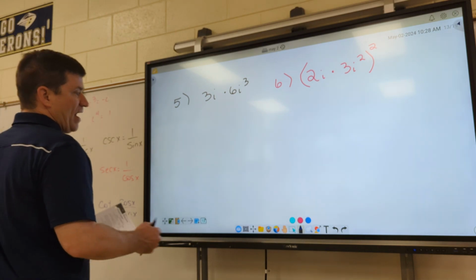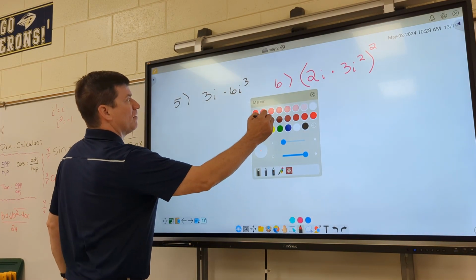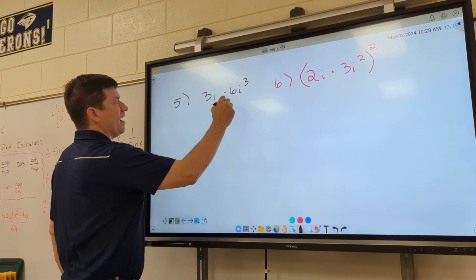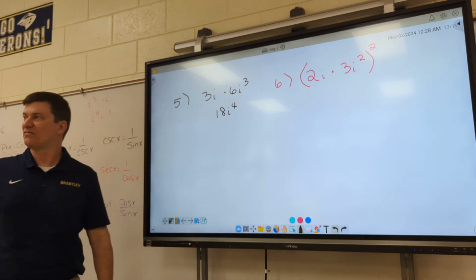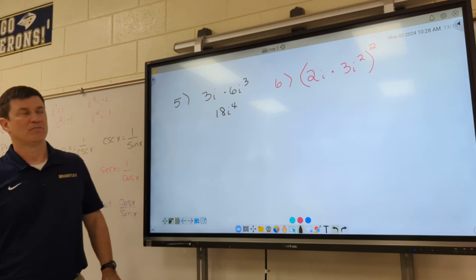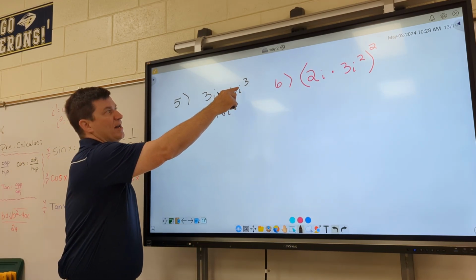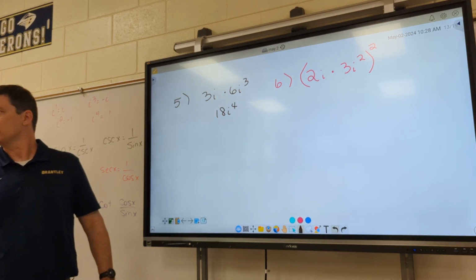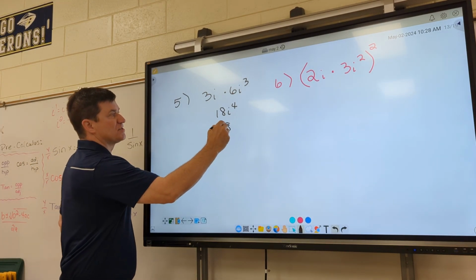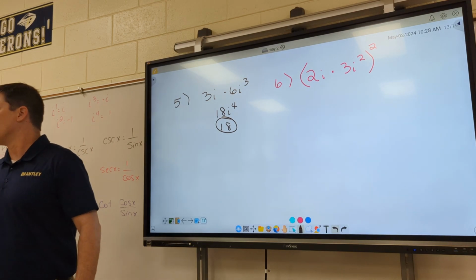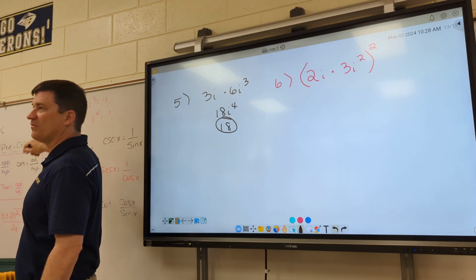All right, number 5. Y'all should have 18 i to the 4th. What does i to the 4th change into? How did you get that? i to the 1 and i to the 3, add your exponents. That's i to the 4. So i to the 4 is 1, so the answer is just 18. Remember, these i's will stay up here all the way through the 5.